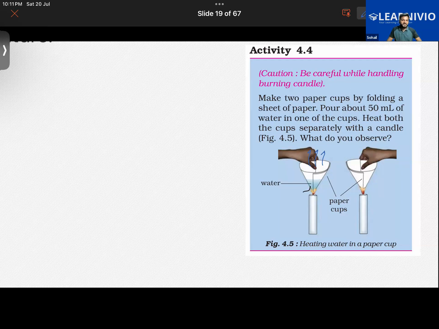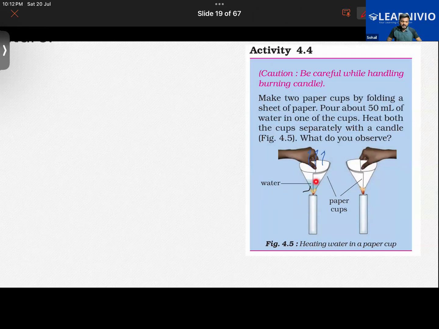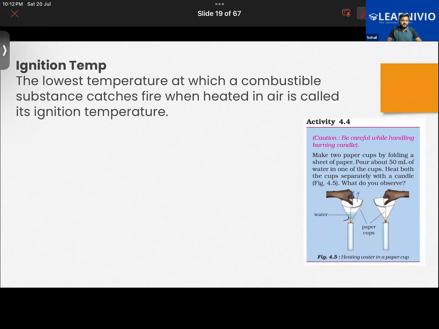And how is it related to ignition temperature? In the beginning, when water was present, the ignition temperature of the paper was not met. But once all the water evaporated, the ignition temperature of paper was met, and thereby it caught fire. Hope you have understood this activity. Okay. Yes, sir.